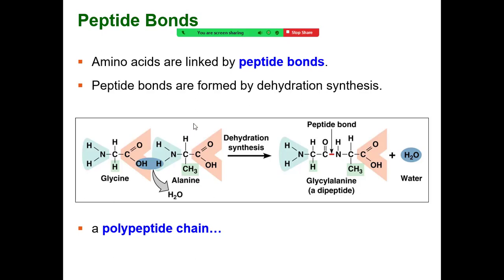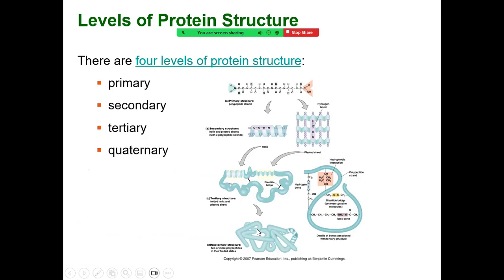So peptide bonds are formed by dehydration synthesis, and we link the amino acids together to make a polypeptide chain. And when the last amino acid is joined to the growing protein, we then call it a protein. But it's not a protein until the last amino acid is added. You can call it a growing protein, but not a protein.